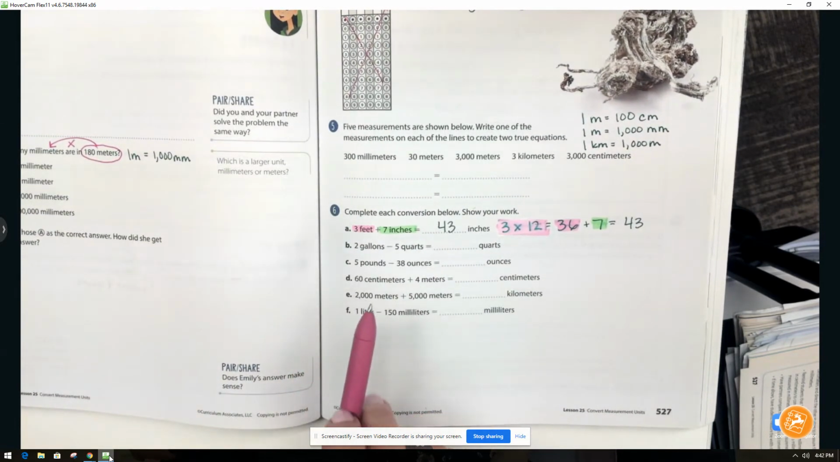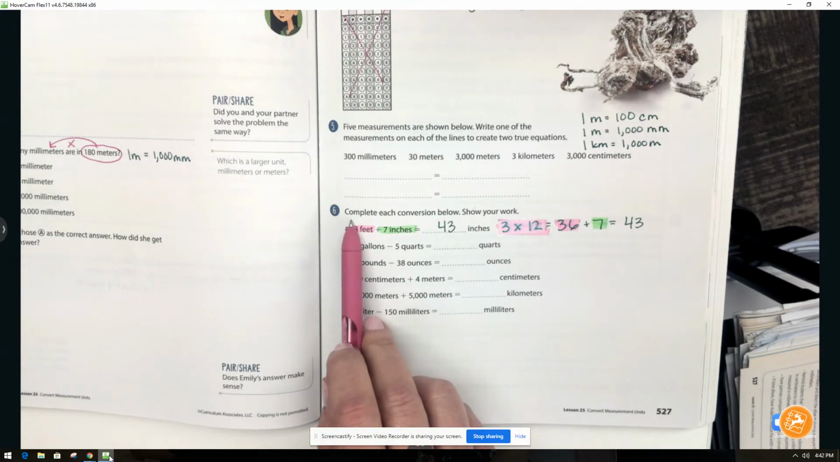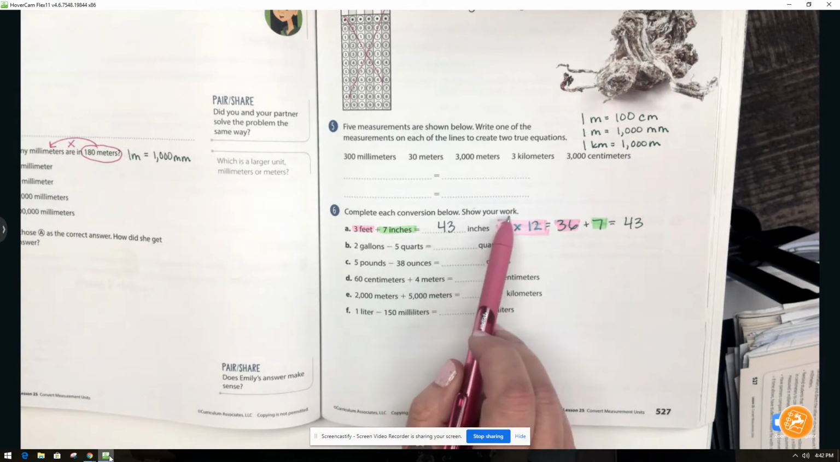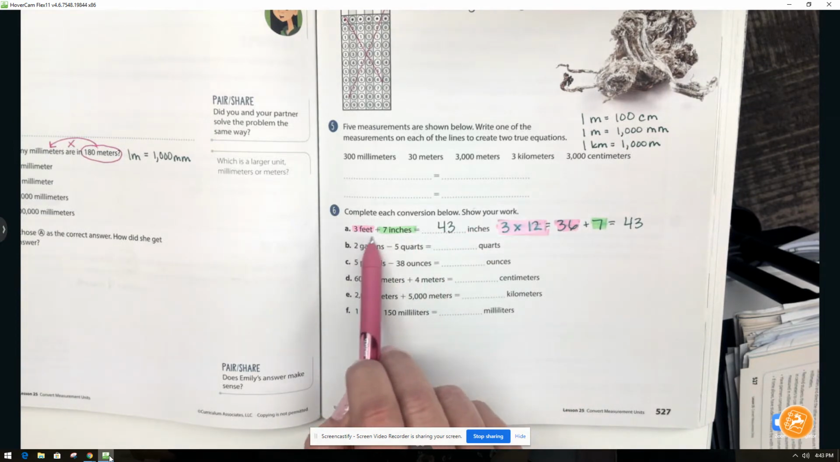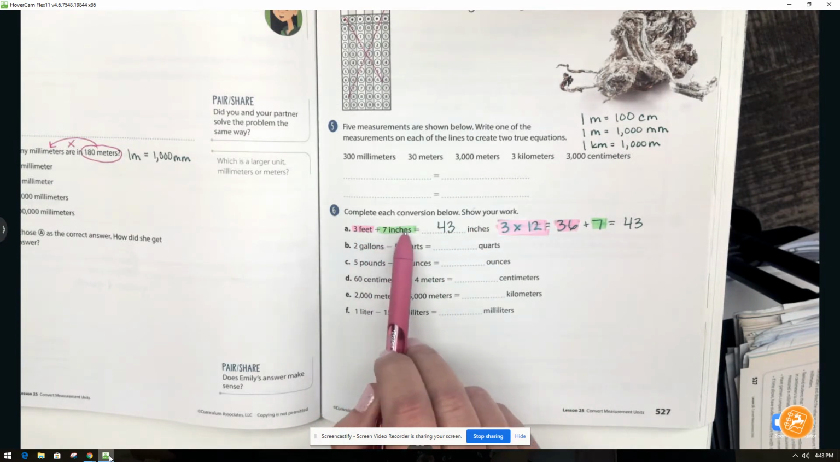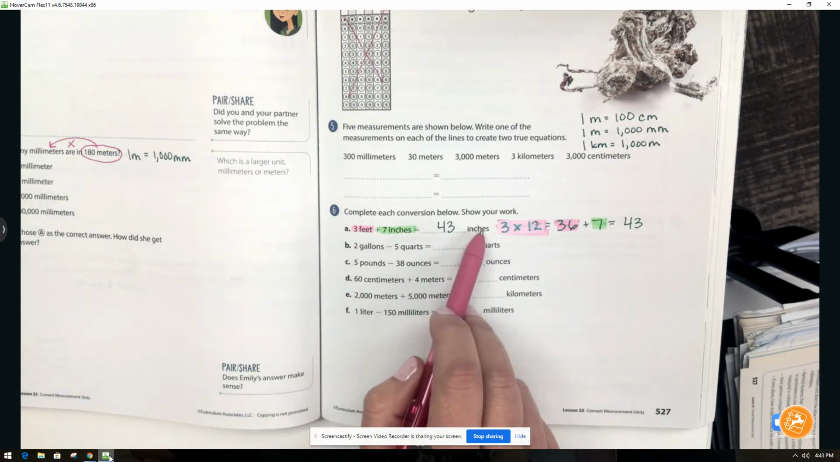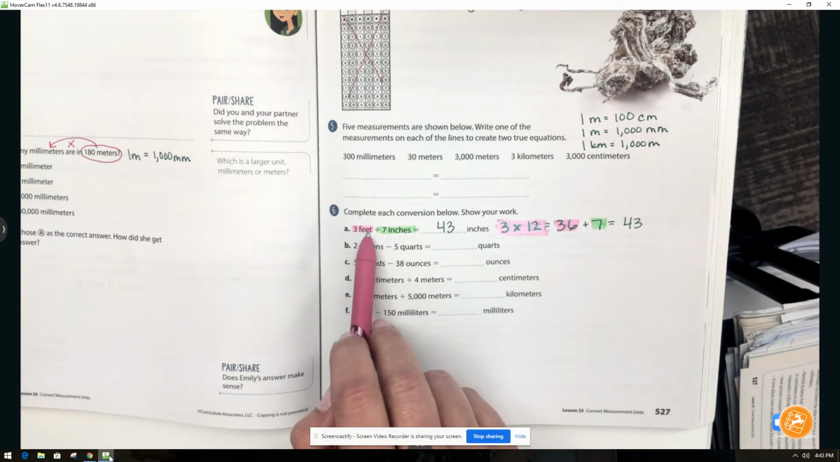Number 6 is going to take a little bit of legwork, but I know you can do it. It says this: complete each conversion below. Show your work. So they want you to add 3 feet and 7 inches. You want your answer to be in inches. So you're going to first convert your feet into inches.